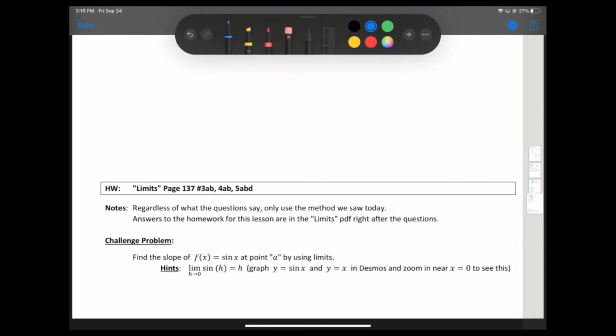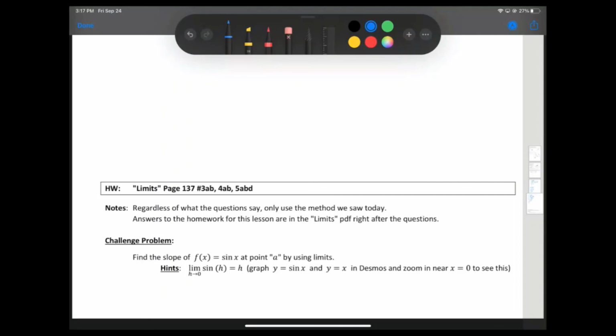And oh yes, there is one challenge problem beyond what's in the book that I think is an interesting one to look at. Can you figure out the limit as h approaches 0 to find the slope of f at x equals sine x at point a? I'm not even telling you what point. I want the answer to be a function instead of a specific value. So can you find a function that represents the slope of sine x? That is essentially what I'm asking you to do.